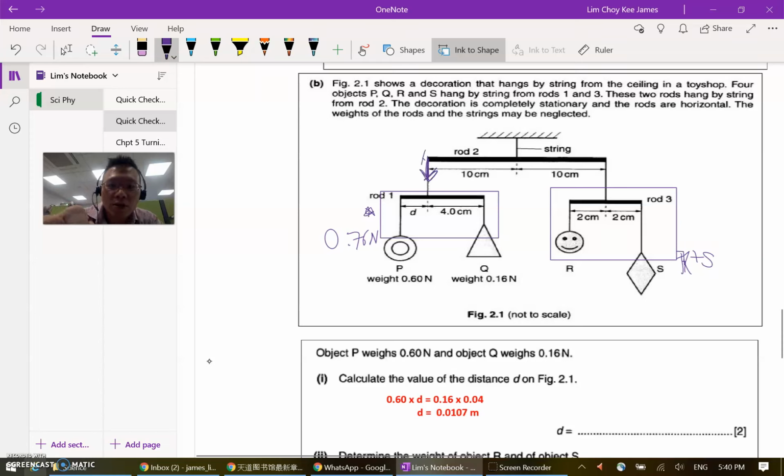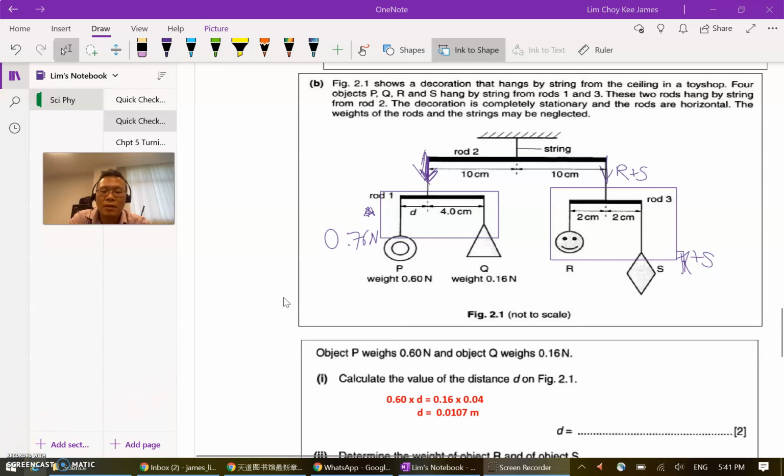So at this junction here, this will be the total weight experienced by the rod, which is 0.76 Newton. On this side, the total weight experienced here will be R plus S. Same thing at this bottom layer. Likewise for the forces, when we look at moments, we also look at it layer by layer.